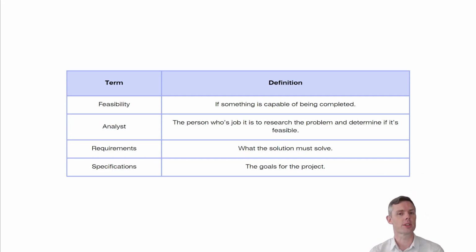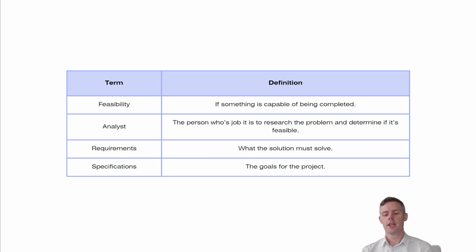Requirements, what must the solution solve when we create it? So in other words, they want a banking app to be able to manage accounts, etc. And specifications are the specifics the software needs to be able to do. It must be able to transfer money between people. It must be able to have automatic transfers, handle BPay, handle all those kinds of things.